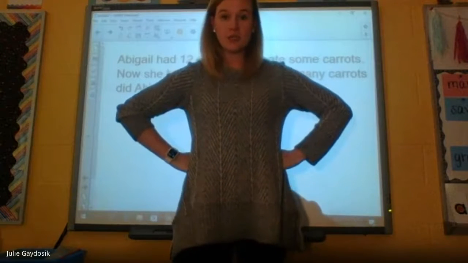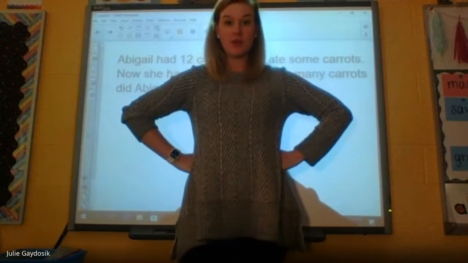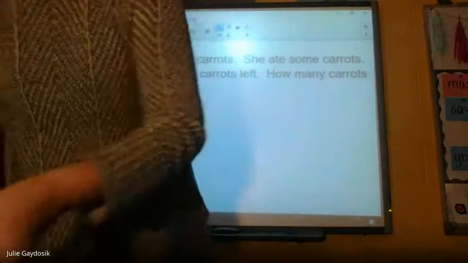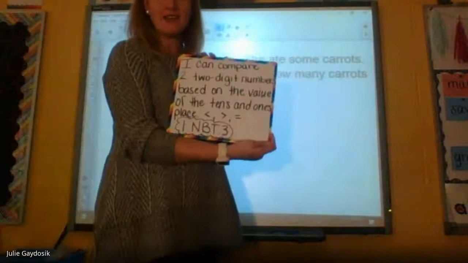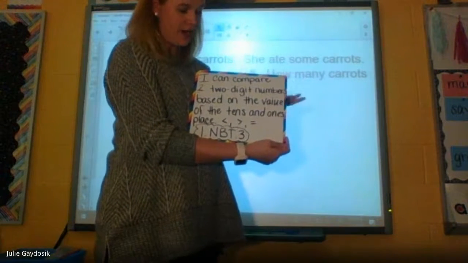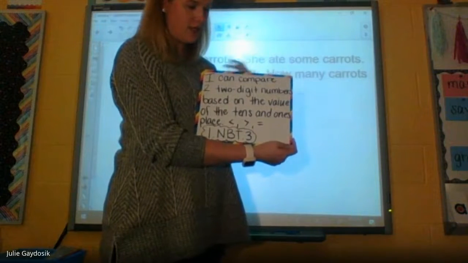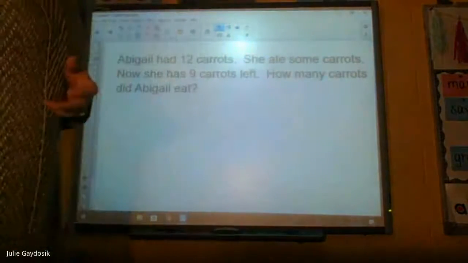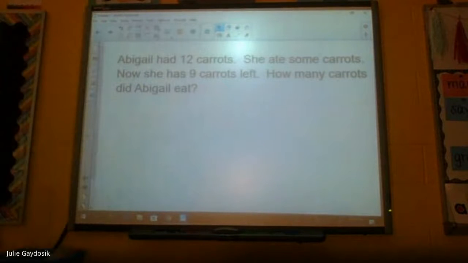It's going to be pretty short and sweet, but I want to make sure that we go over some really important concepts. So today, our main I can statement is: I can compare two-digit numbers based on the value of the tens and ones place. But before we do that, I want to review some word problems with you. So make sure you get out your notebook and pencil, and you're solving these word problems with me.